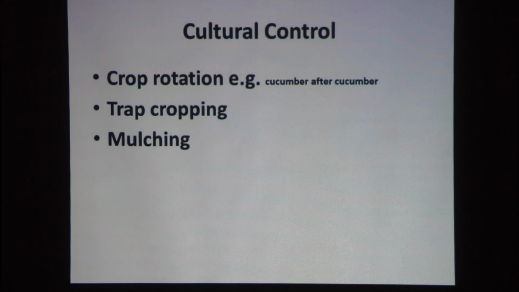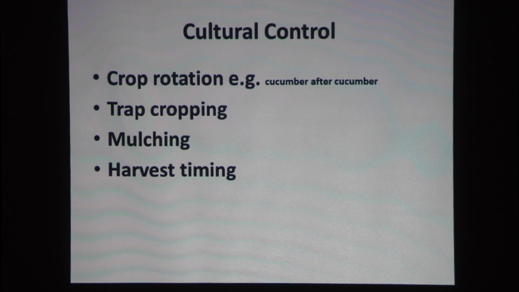Mulching is to cover the ground with leaves or mulch. It keeps your ground moist and free from erosion. So mulching can be very good, but it also has one negative effect, that it can host, like the snails can breed in the mulch.